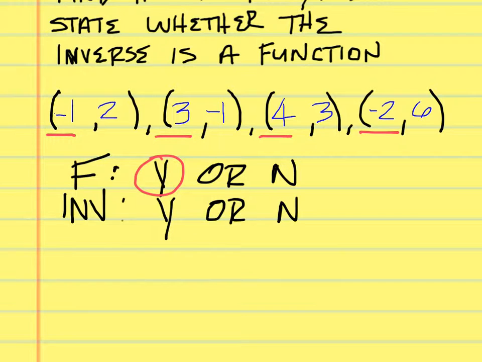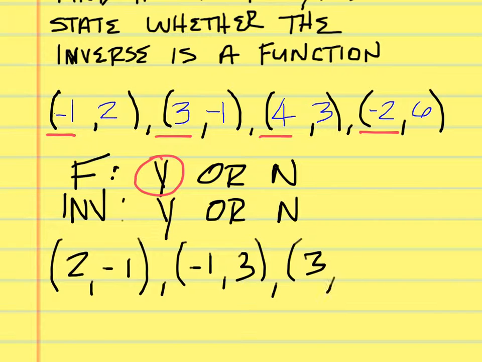The way you do that is simply flip those coordinates. So you're going to end up with 2, -1, and then -1, 3, and 3, 4, and then 6, -2. Okay, so take a look at that and determine if we're still going to have a function or not.